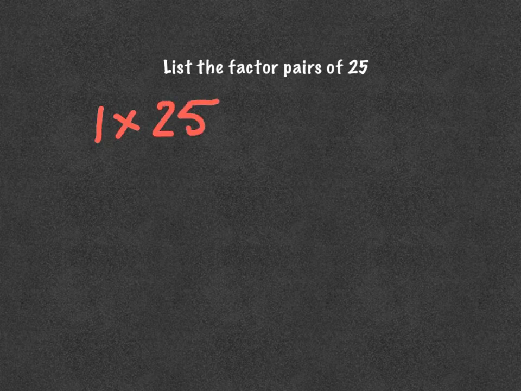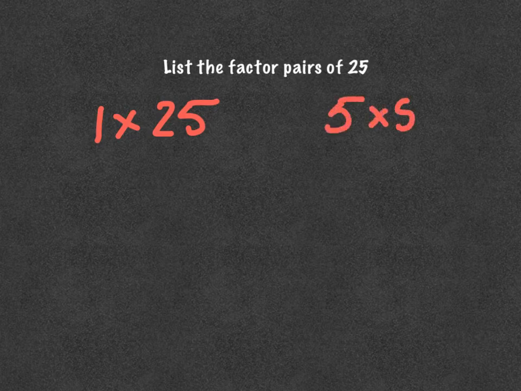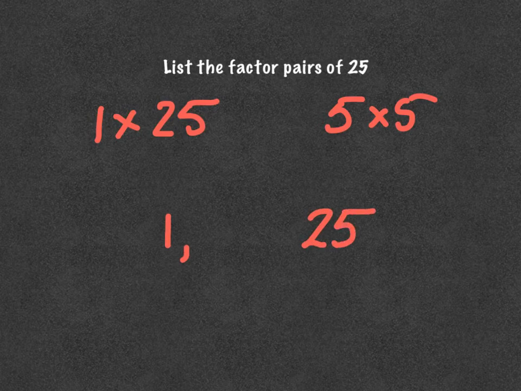And then the only other thing that goes into 25 would be 5 times 5, okay? So that would be your factor pairs. If I wanted to list them in a factor list, I would have 1 times 25, and then I would just have 5 in the middle. I wouldn't write the second 5 twice, because we're just listing all the different factors of 25. So 1, 5, and 25 are the different factors. I wouldn't list 5 twice.